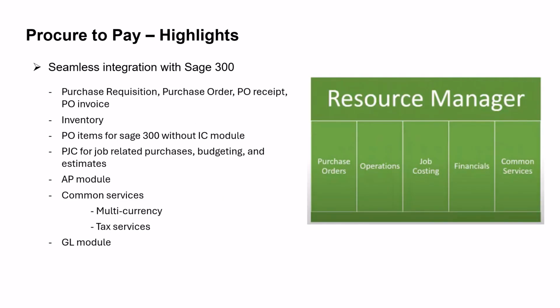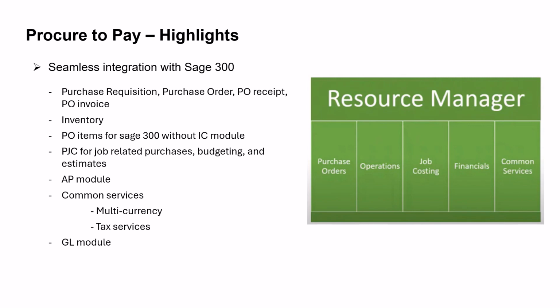Procure-to-Pay has a seamless integration into Sage 300. All approved requests flow directly into the relevant Sage 300 core modules. The integration covers things like PO requisition, order, receipt, and PO invoice entry. It works with the inventory. For people that don't have the inventory modules, it will also work with your PO item and non-stock items as well.